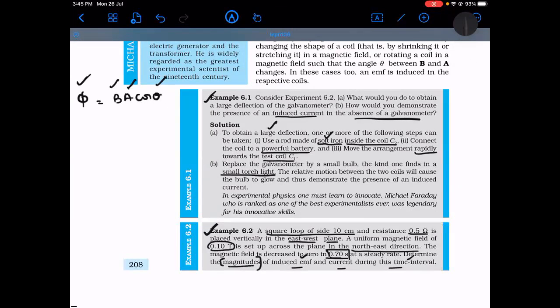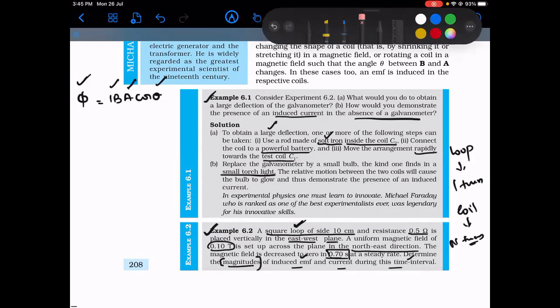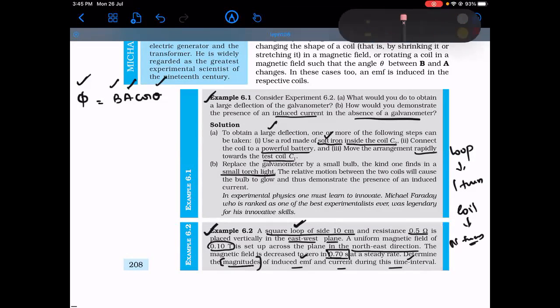And if there are n turns, yes, it depends on the number of turns as well. So there is a square loop. Generally, loop means one turn. If they use the word coil, then it is n turns. I hope you guys are able to understand this. Loop generally is a keyword for one turn. When they use the word coil, it means n turns. That is the meaning. So here the number of turns is 1. Okay, accepted.